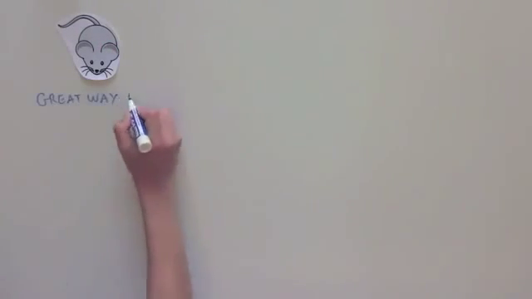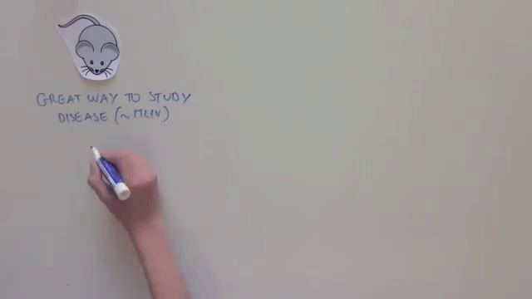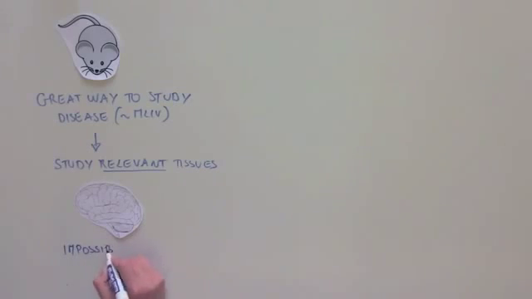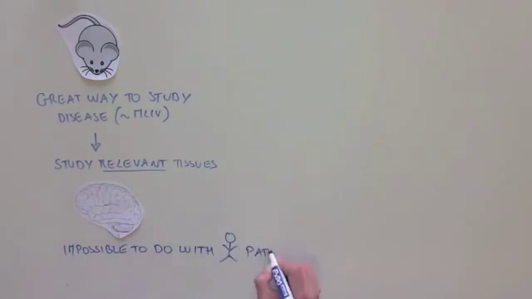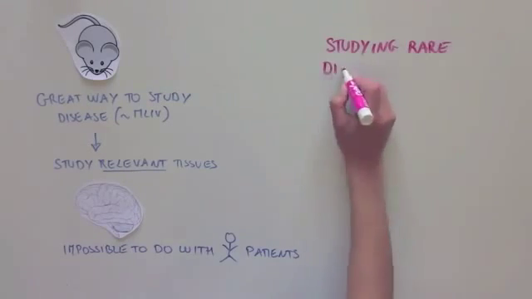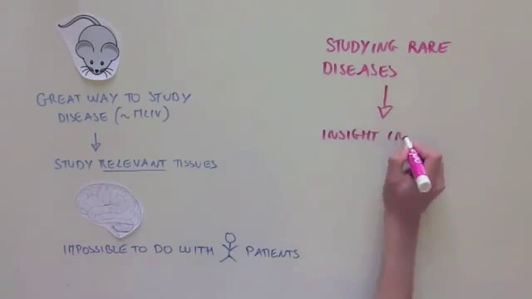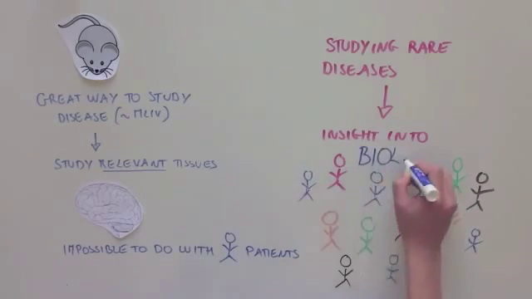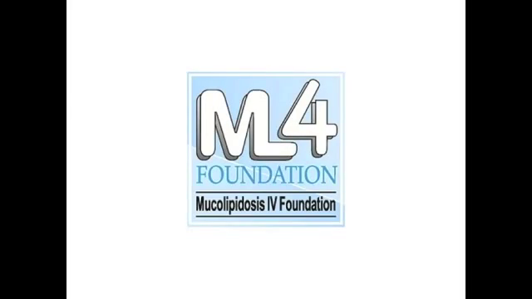So as you can see, mouse models have provided a great way to study diseases such as ML4 by giving scientists the ability to study relevant tissues, in this case the brain, that would be impossible to do with patients. Studying rare genetic diseases such as ML4 provides insight into everyone's biology by dissecting out new functions of existing proteins. The findings presented here were funded in part by the ML4 Foundation.